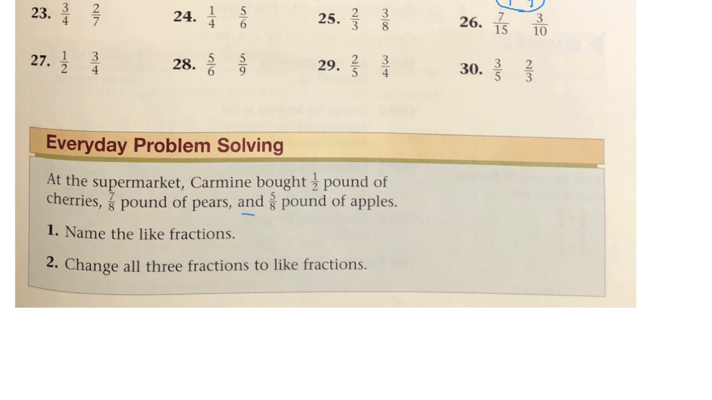So we have 7/8 and 5/8. So let's change all three of the fractions to like fractions. So we can turn 1/2 into a fraction that has 8 as the denominator. So how many 2s go into 8? 4. 2 times 4 is 8. So then change the numerator by 4 as well. 1 times 4 is 4. 1/2 equals 4/8. Now 4/8 is also a like fraction.